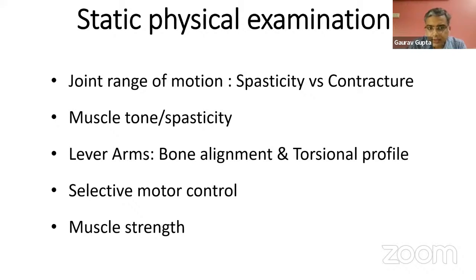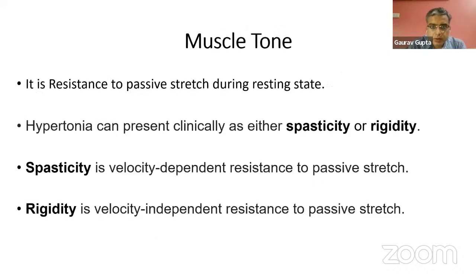Then we'll talk about what is spasticity, how we quantify the amount of spasticity. Then we'll talk about lever arms, that is bone alignment, the torsional profile, selective motor control, how to calculate selective motor control, and muscle strength. So joint range of motion I have told, how to check the joint range of motion.